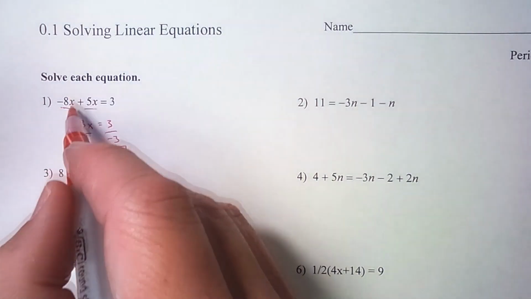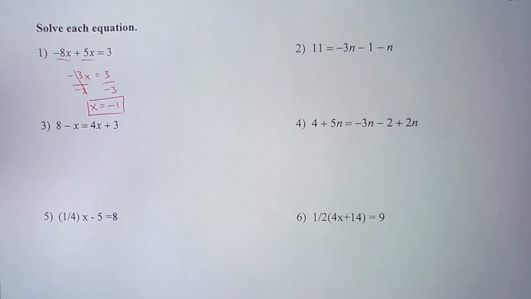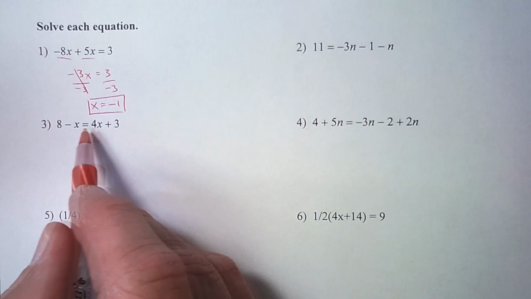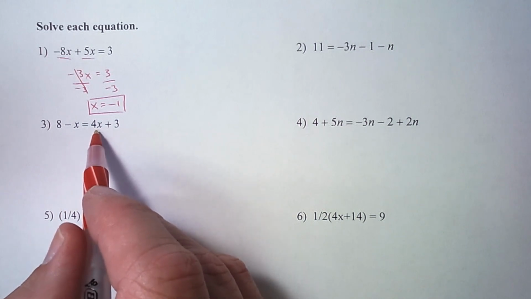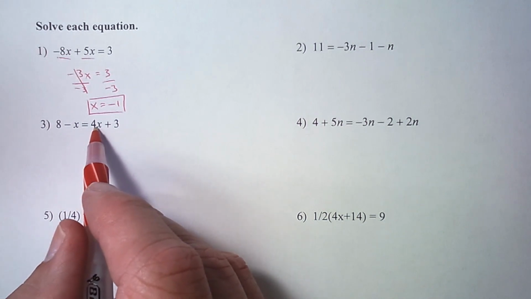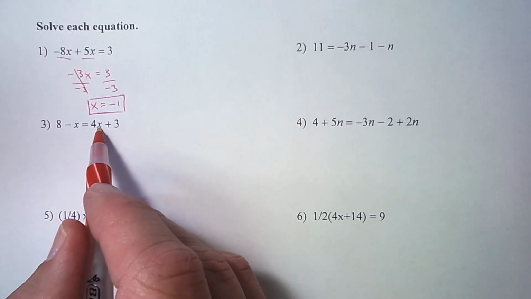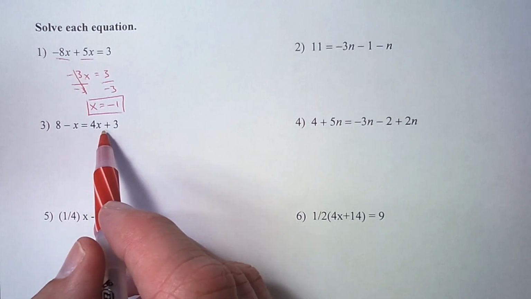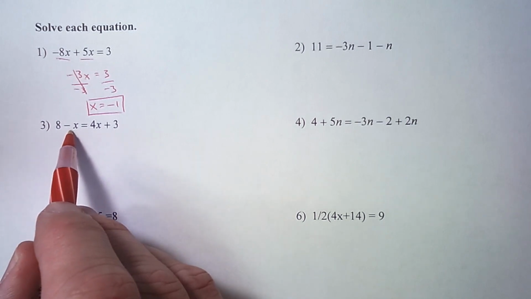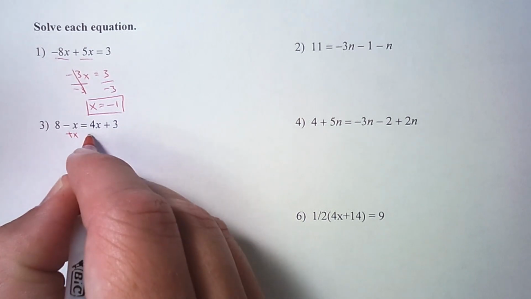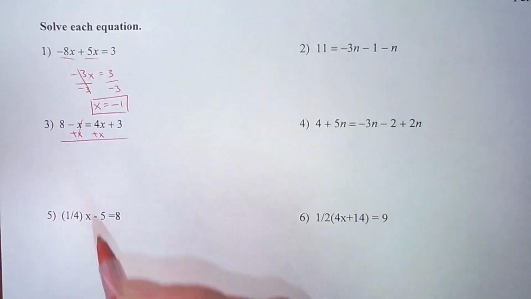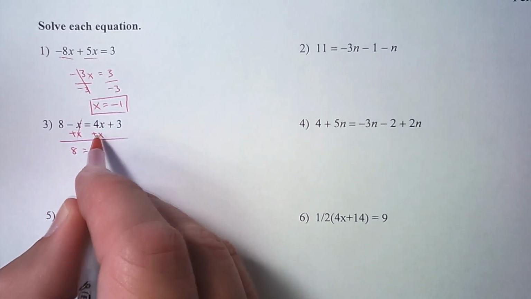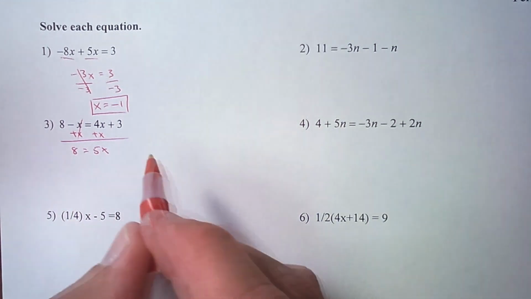Okay, for this video, we're just going to go down the left side and do the odd problems. In number 3, we've got the same variable raised to the same power, but they are on opposite sides of the equation. So we can't just combine them as like terms. What we need to do is move one of them to the opposite side. I think the easier one to move would be this negative x. So I'm going to do plus x on both sides. So we have 8 equals, and then we've got 4x plus x, which is 5x, plus 3.